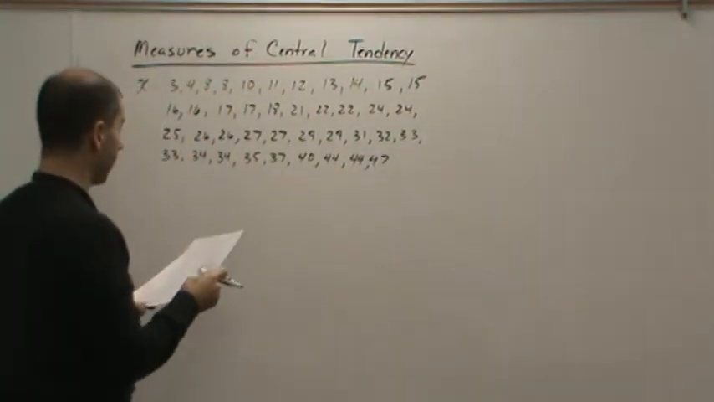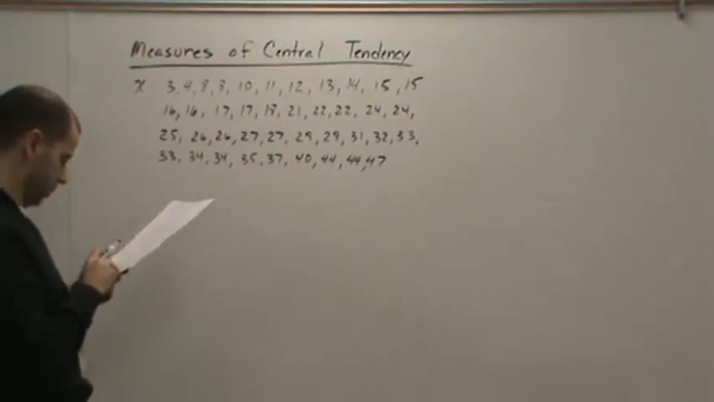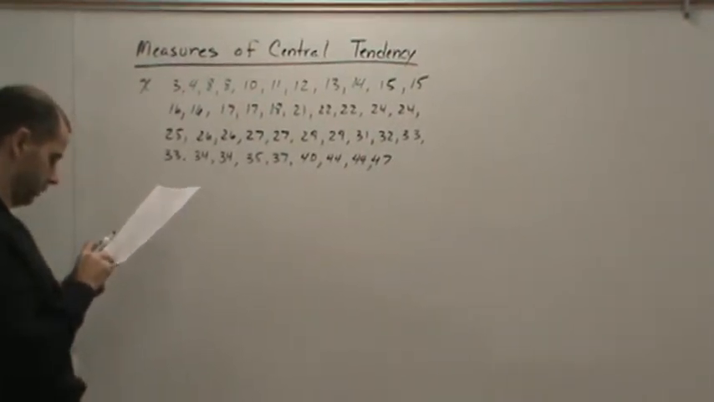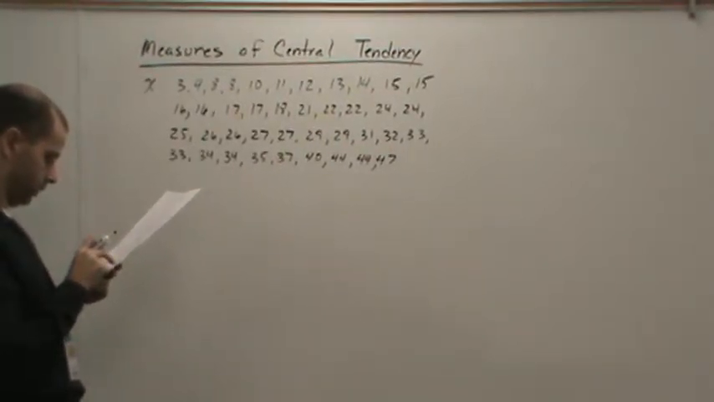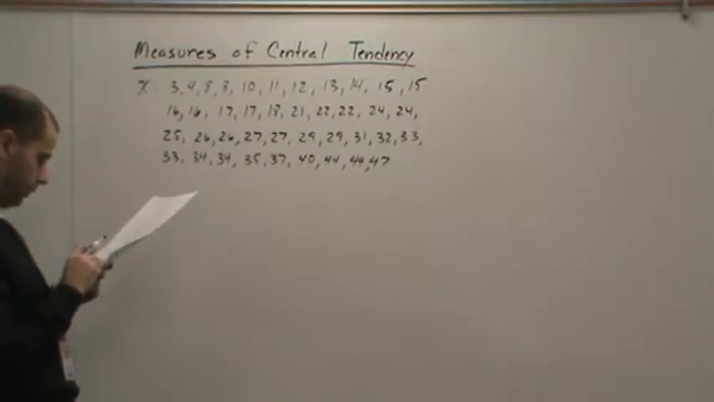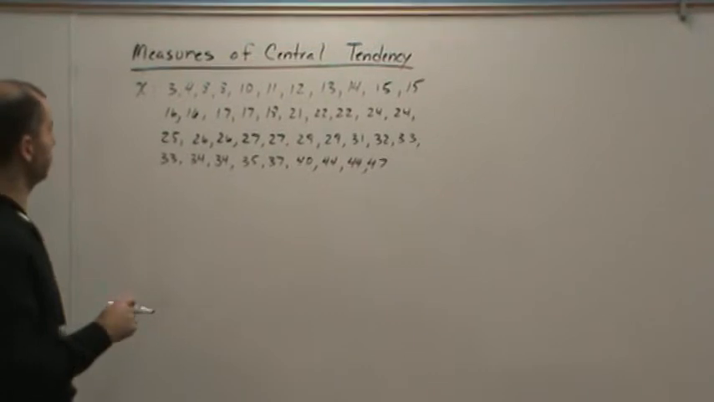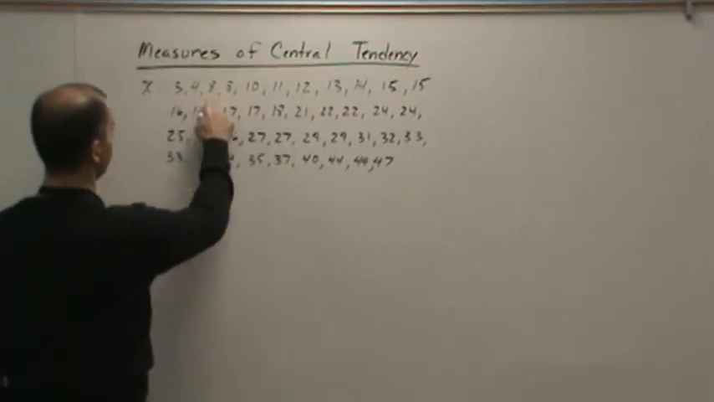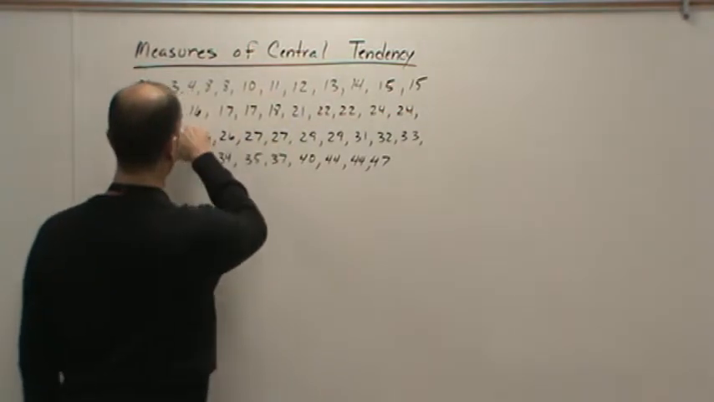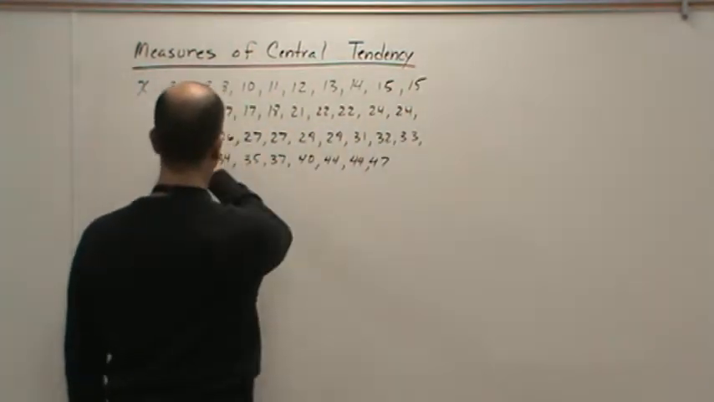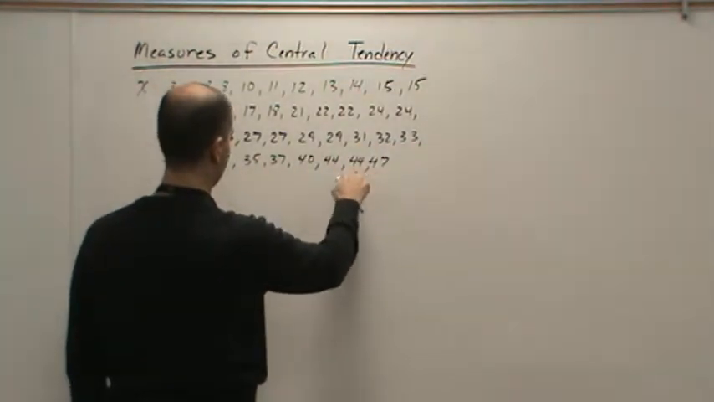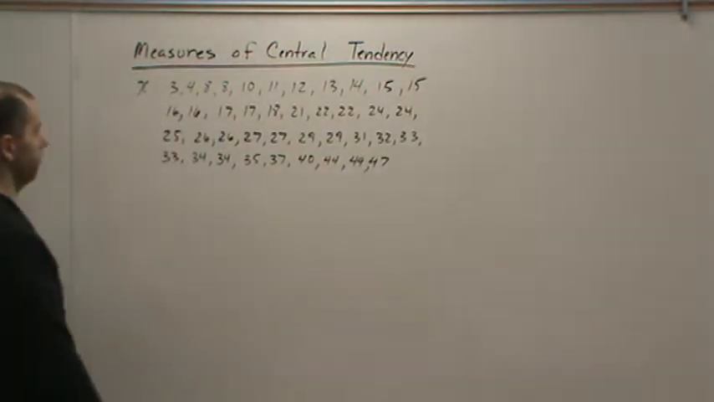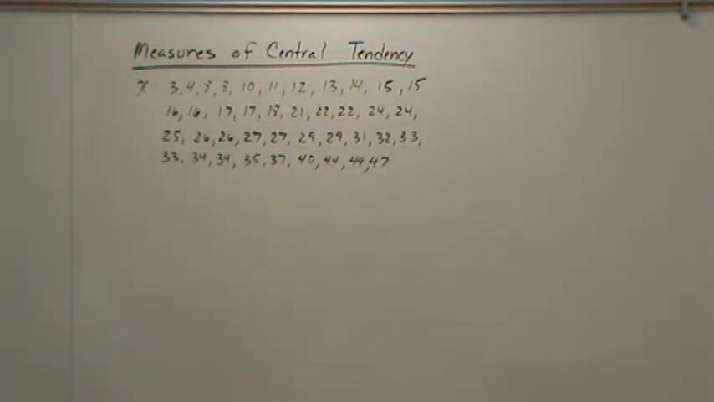Okay, so I think I have all the data on account. So 40 numbers, I should have 40 numbers on here. So 1, 2, 3, 4, 5, 6, 7, 8, 9, 10, 11. Yep, so I have 40 numbers on it. Okay, so I have all 40 numbers.